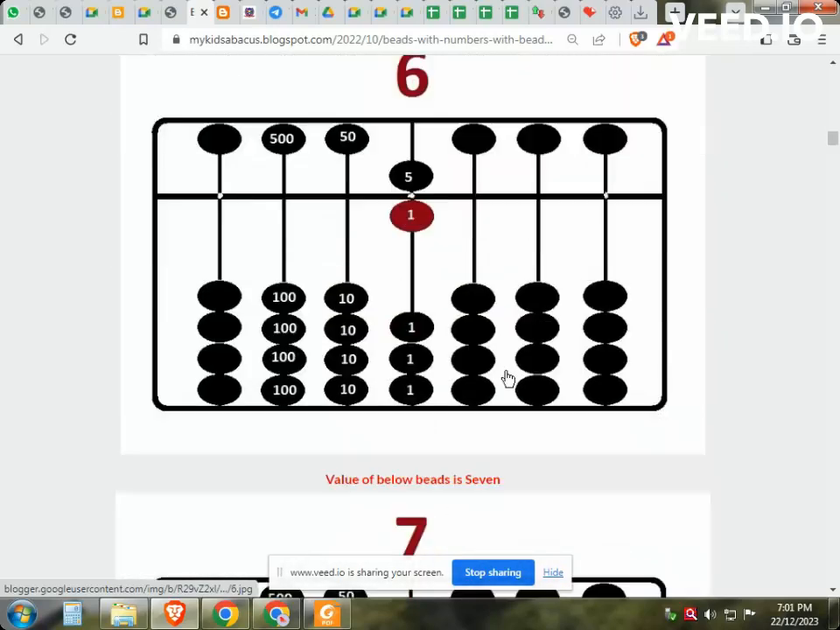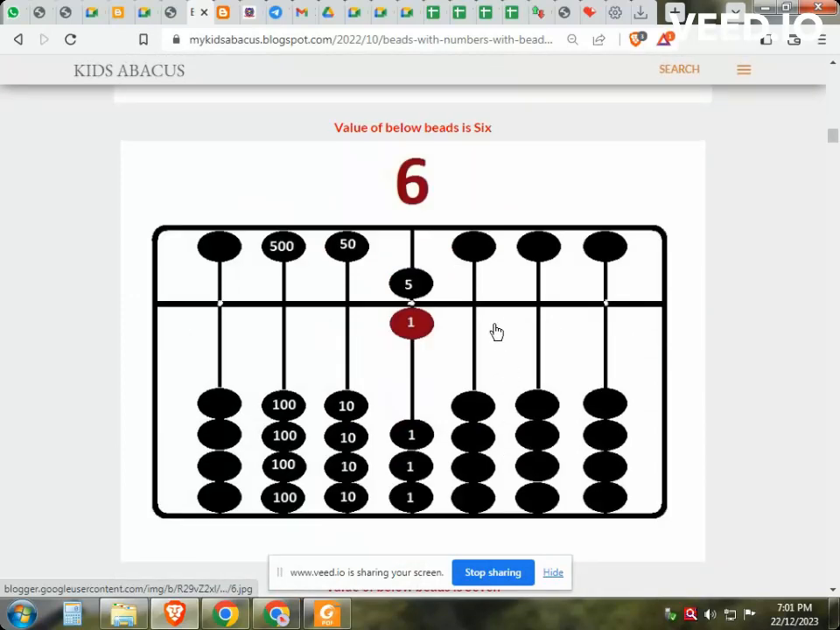Now suppose I want to add 6. Then we add 6 like this. We have to add 5 and 1 together. We have to touch to this middle bar 5 and 1. Means this is 6. 5 plus 1, it's 6.